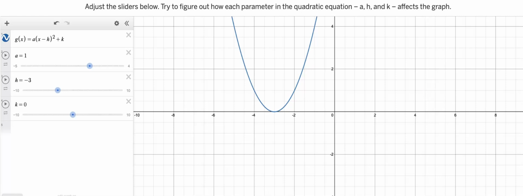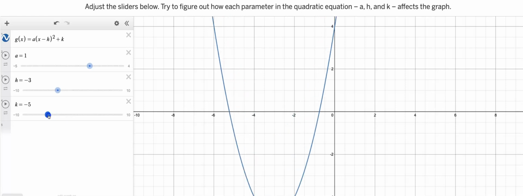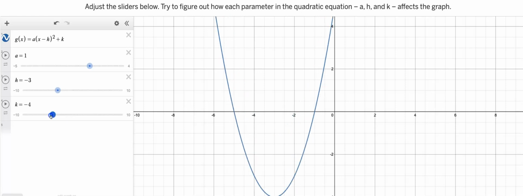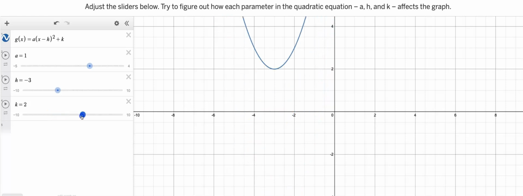If I have x plus 3, it's moving that parabola 3 places to the left. These are moving by halves here, so it looks a little bit weird. And then let's see what happens with the k. As it's getting more and more negative, it's going down, and as it's going positive, it's moving up. So that one does what we think it should when it's positive. Here we'd have that +2 in place of the k.